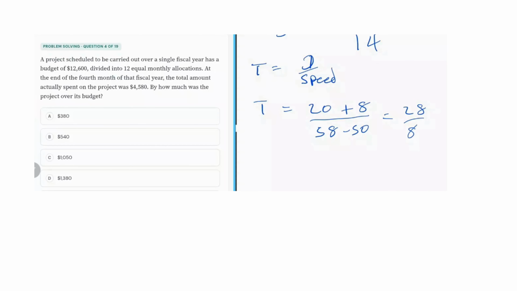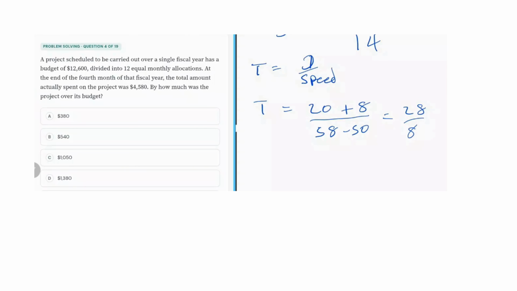A project scheduled to be carried out over a single fiscal year has a budget of 12,600 divided into 12 equal monthly allocations. At the end of the 4th month of the fiscal year, the total amount actually spent on the project was 4,580. By how much was the project over its budget?